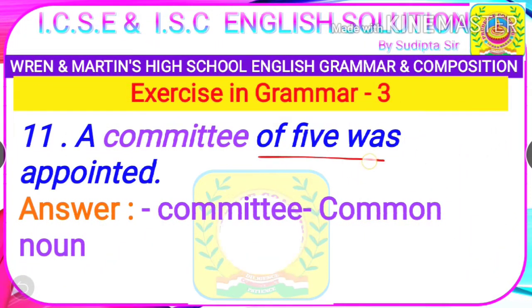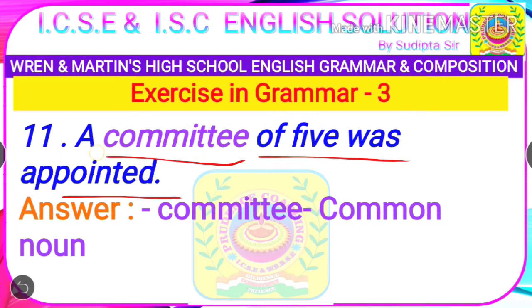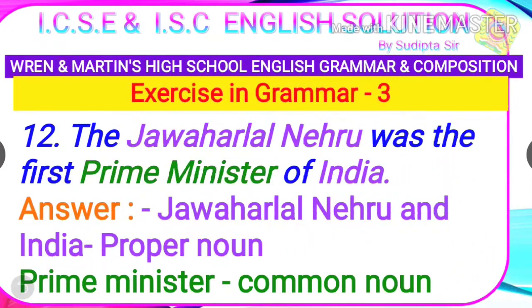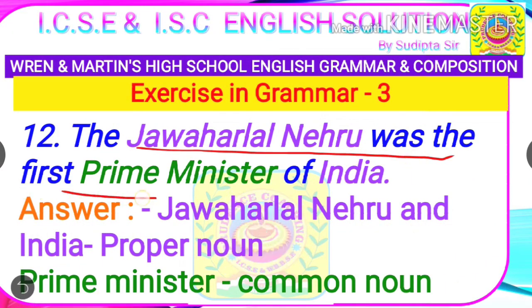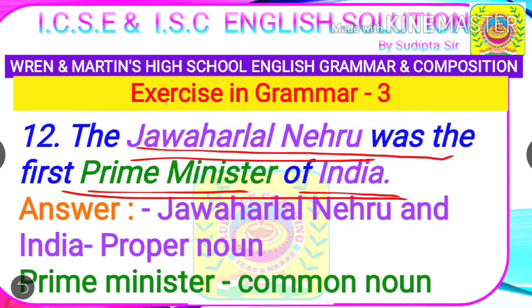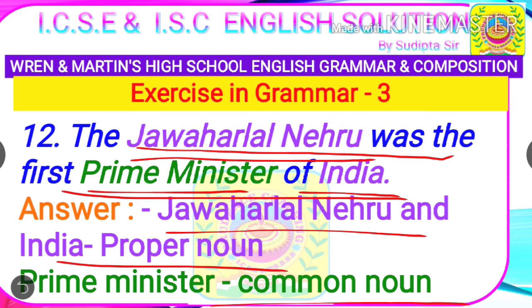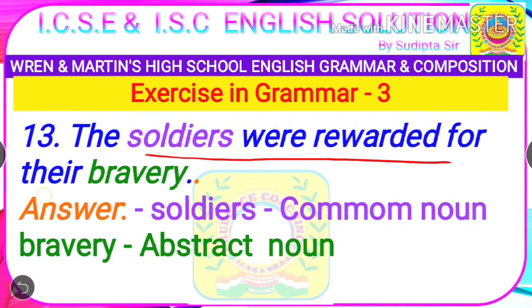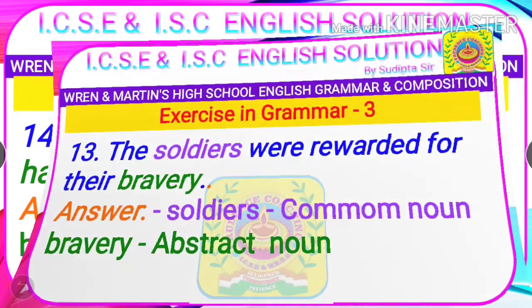Next there is question number 11. A committee of 5 was appointed. So here committee is a common noun. Question number 12. Jawaharlal Nehru was the first Prime Minister of India. So Jawaharlal Nehru is the name of a famous personality, India is the name of a country, and Prime Minister. There are several Prime Ministers in the world, that's why Jawaharlal Nehru and India are proper nouns and Prime Minister is a common noun. Number 13. The soldiers were rewarded for their bravery. So soldiers is a common noun, bravery an abstract noun.